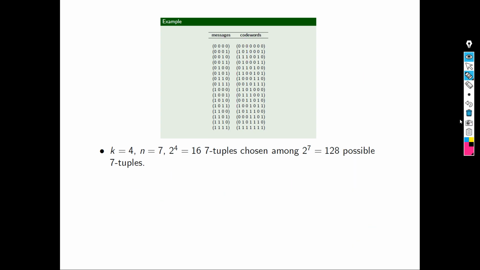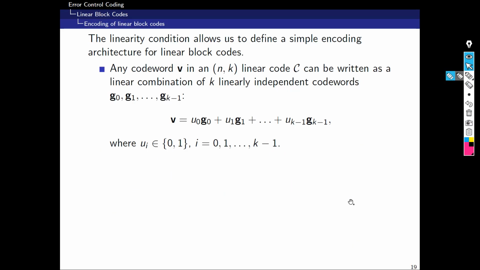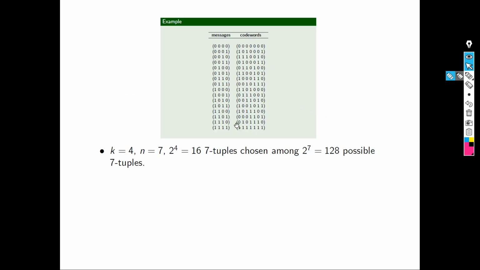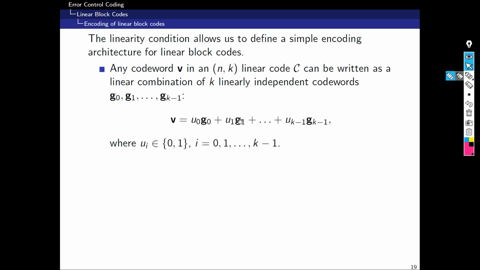So here, the linearity, we care mostly now. We need to obtain the code words from the messages. How do we obtain that? We have 2 methods. Either we use a lookup table, a mapping table, or we use a generator matrix. Now the linearity condition allows us to define a simple encoding architecture for linear block codes.